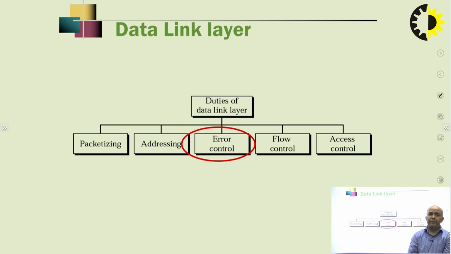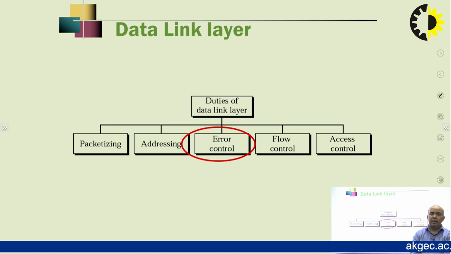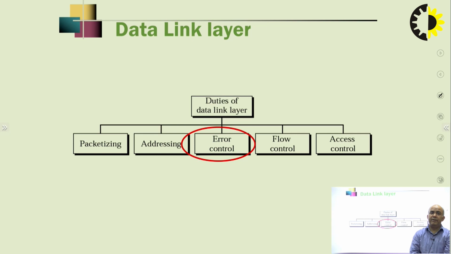Then we have flow control. Flow control applies when we have a producer and a consumer. The sender is the producer and the receiver is the consumer. The rate at which data is transferred from source to destination may differ. Sometimes the receiver does not have the capability to receive the data at faster rates.